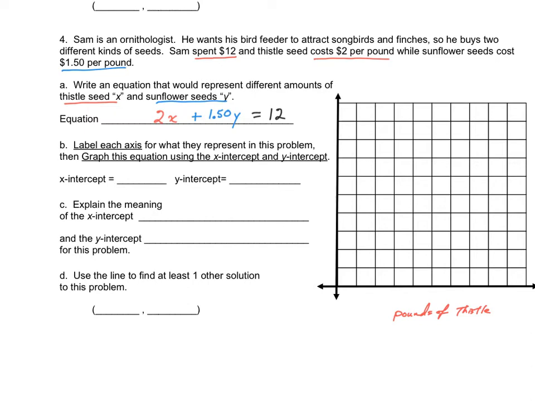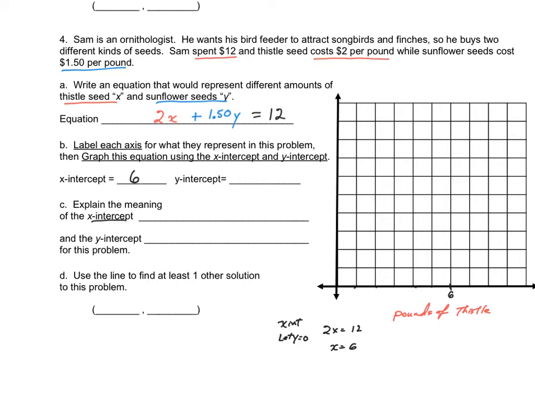You don't have to. We're going to graph this using the x-intercept and the y-intercept. For the x-intercept, all we have to do is let y equal 0. If y equals 0, the 1.50y drops out, and we only have this equation, 2x equals 12. Divide by 2 to get x equals 6. The x-intercept is 6. 1, 2, 3, 4, 5, 6.